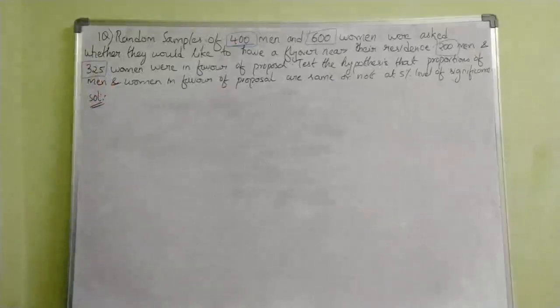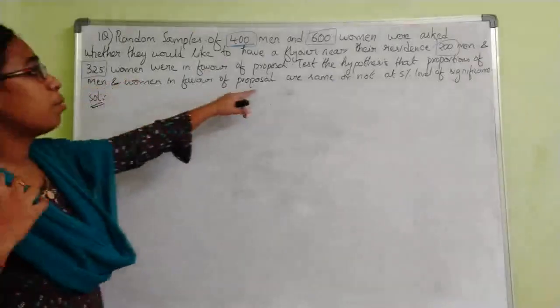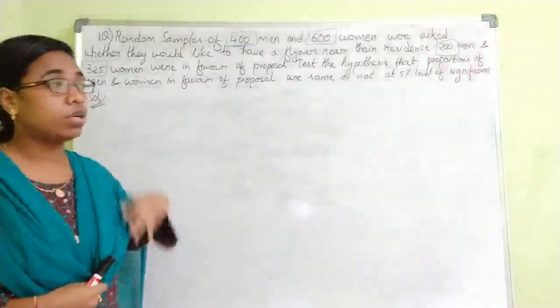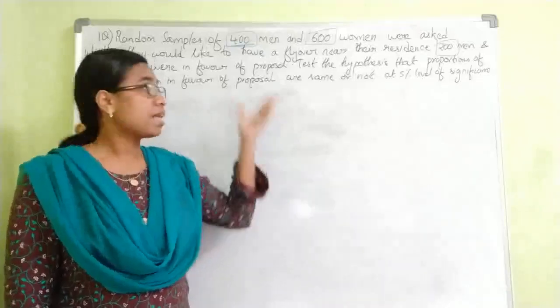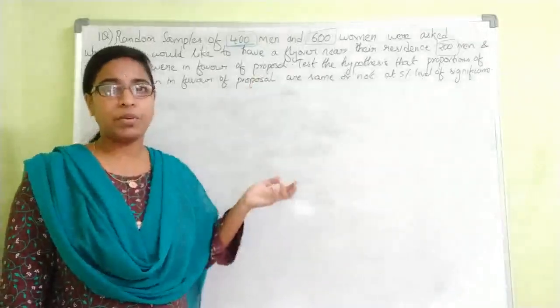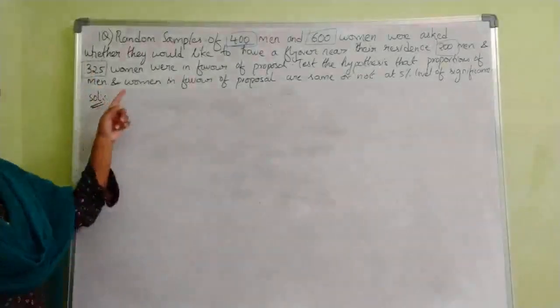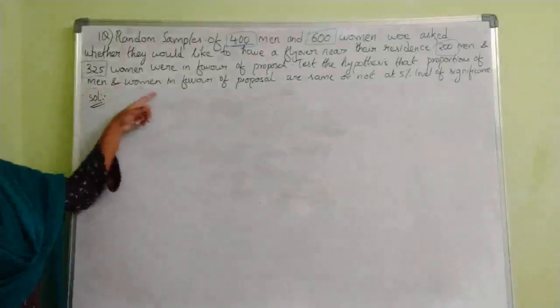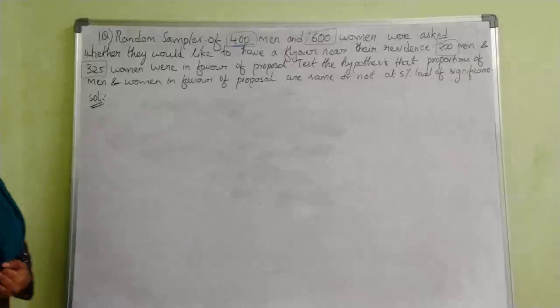Now we have to test the hypothesis that the proportions of men and women in favor of the proposal are the same or not. So we have two different populations, men and women. Samples are taken from men and women, and we have to check whether the proportions of men and women in favor of this proposal are the same or not. This can be tested by using the difference of two proportions. First, write down the given data.